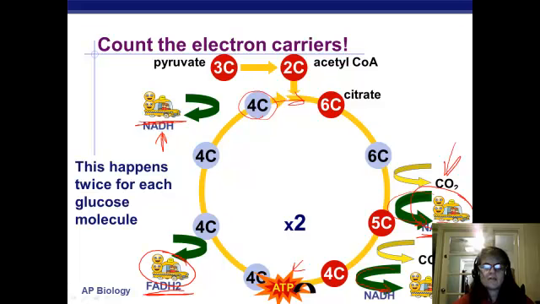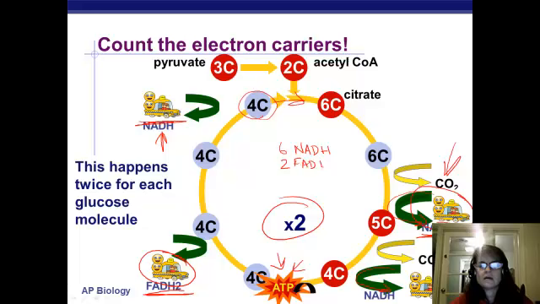NADH, we made 3 of them per turn. We made 1 ATP per turn. Remember, for every glucose, we turn this thing 2 times. So in total, per glucose, we have now from the citric acid cycle got 6 NADHs and 2 FADHs. And we have 2 ATPs. Actually, I need to put a little 2 there.